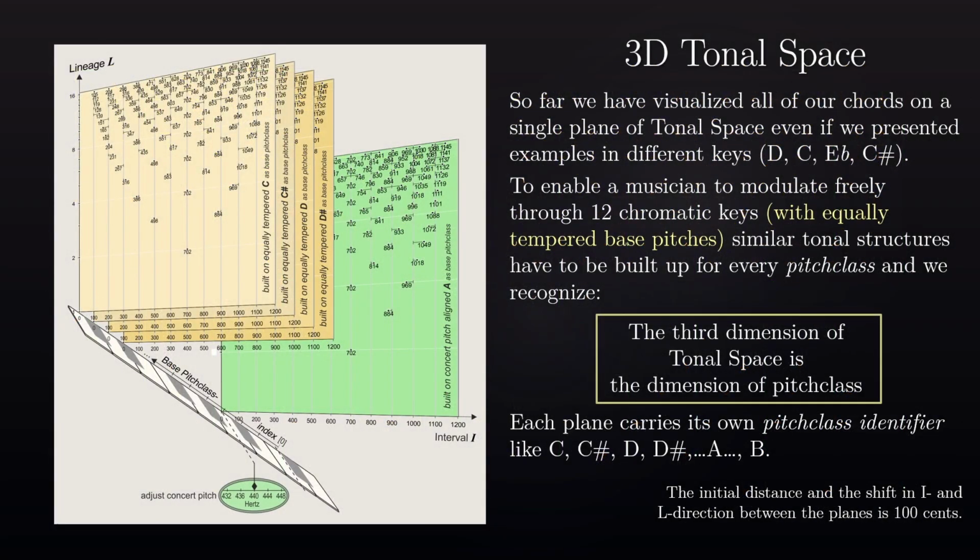So far, we have visualized all of our chords on a single plane of tonal space, even if I presented examples in different keys. To enable a musician to modulate freely through 12 keys with equally tempered bass pitches, similar tonal structures have to be built up for every pitch class, and we recognize the third dimension of tonal space is the dimension of pitch class. Each plane carries its own pitch class identifier.